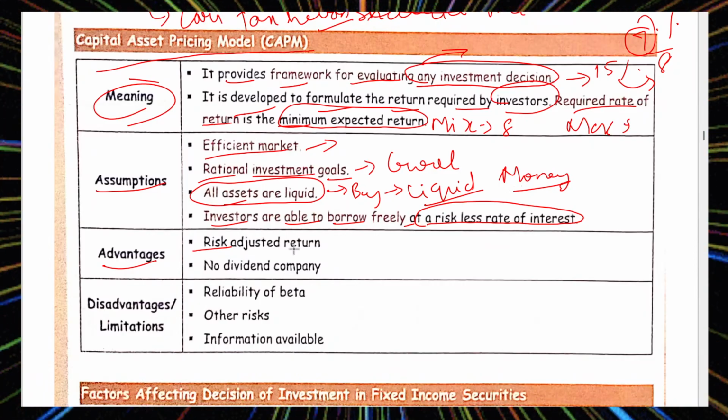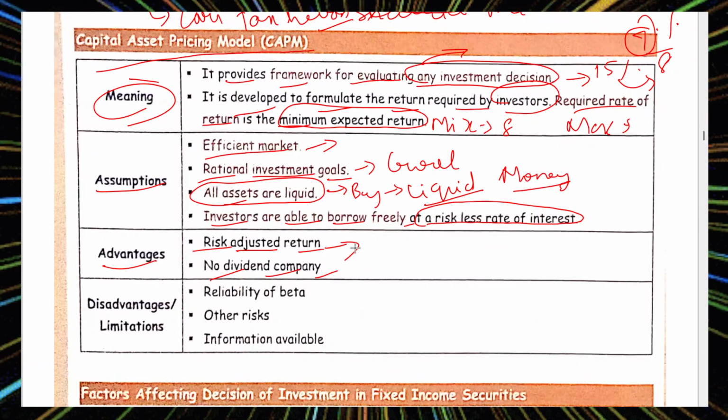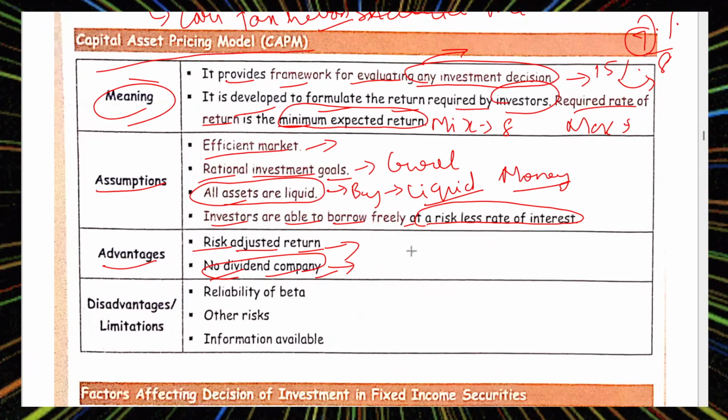Advantages: risk adjusted return, no dividend company. So if it is a risk adjusted return, I'm getting a good return and the risk is much less. And for a no dividend company, they are not giving dividends, so the valuation of the company is going up.